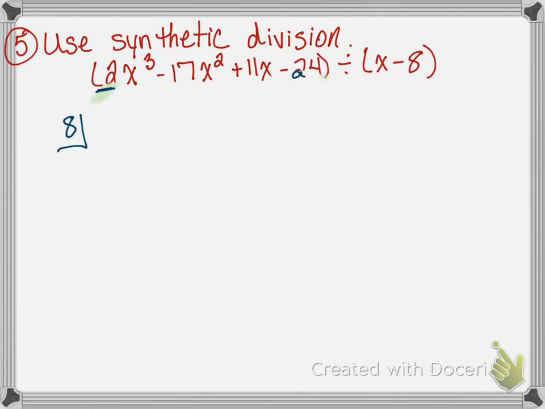Okay, so let's do this. Let's divide 2x to the third minus 17x squared plus 11x minus 24. So I am going to write down all my coefficients. So I have 2, negative 17, 11, and negative 24.